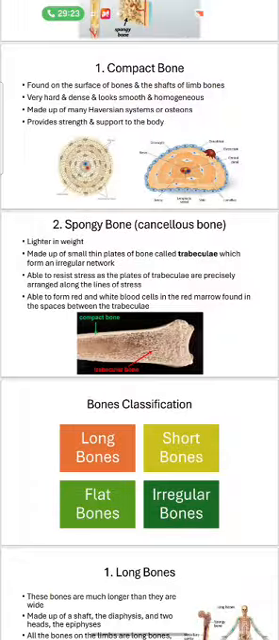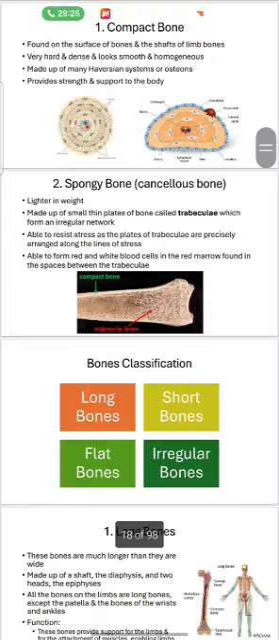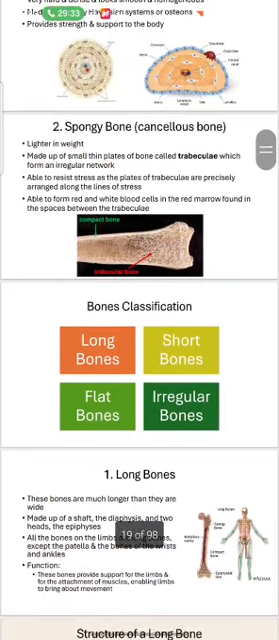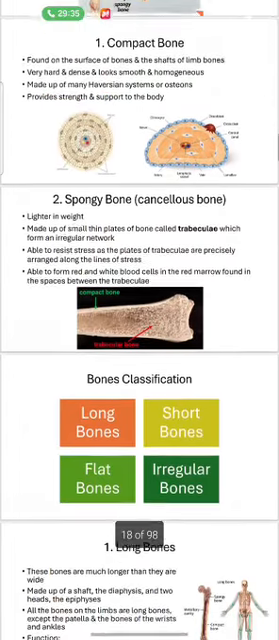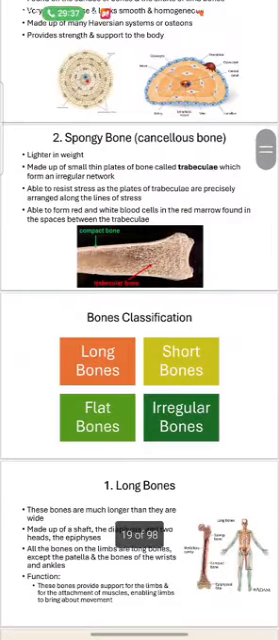Spongy bone, cancellous bone. So, light in weight. They are made up of thin plates of bone called trabeculae, which form an irregular network. Able to resist stress as the plates of trabeculae are precisely arranged along the lines of stress. They're able to form red and white blood cells in the red marrow found in the spaces between the trabeculae.